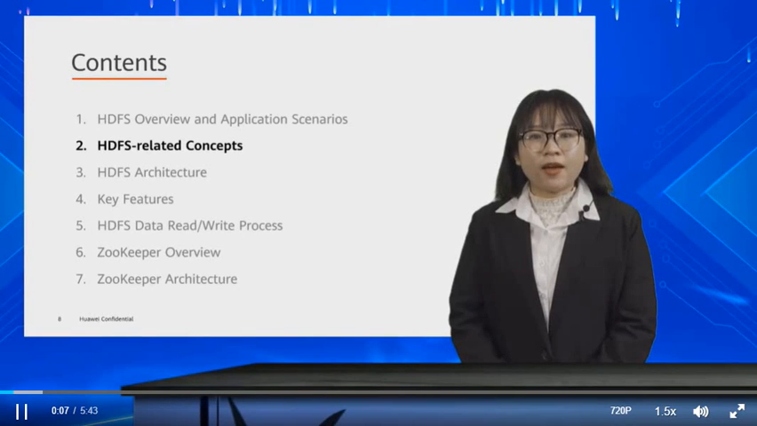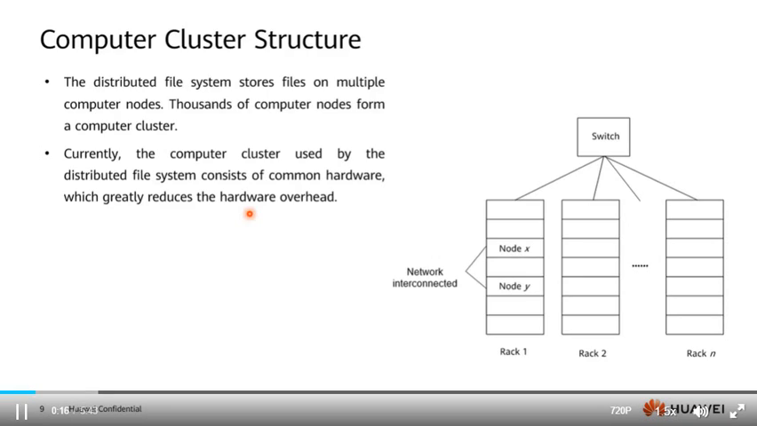Now we know what is HDFS. So in this part, let's talk about some related concepts that are very important. In part 1, we see that HDFS is a distributed file system. It means that it stores files on multiple computer nodes, and these multiple computer nodes form a computer cluster. Currently, the computer cluster used by the distributed file system consists of common hardware, which greatly reduces the hardware overhead.